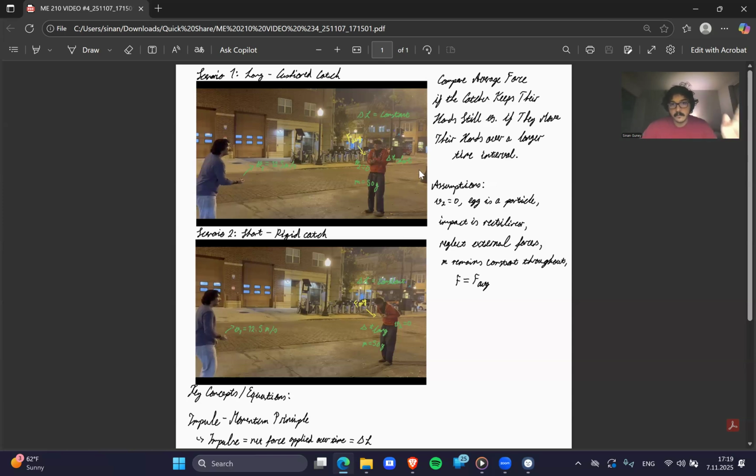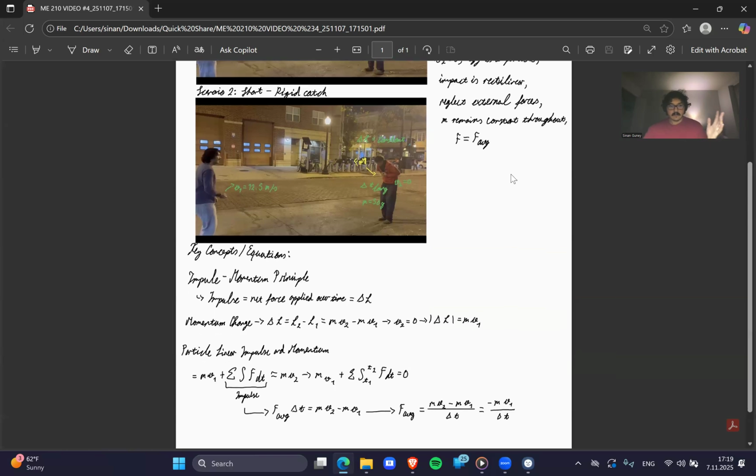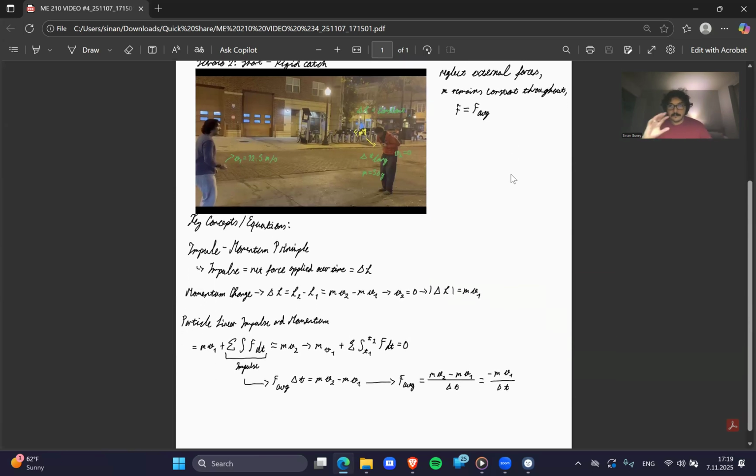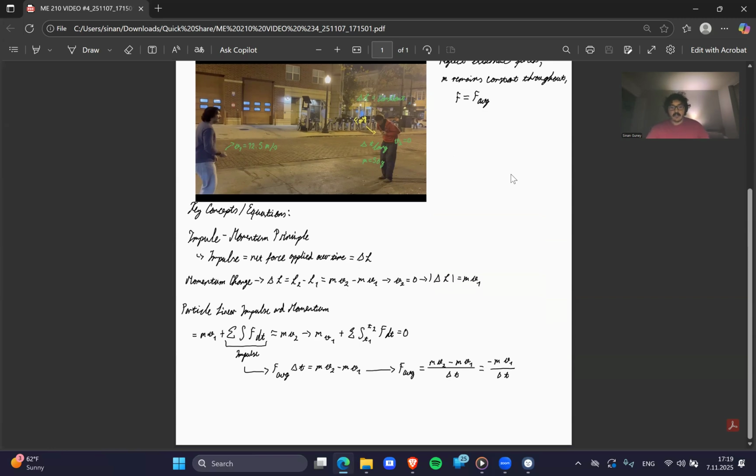Now, some of the assumptions are, as I mentioned, final velocity is zero, egg is a particle, the impact is rectilinear, we're neglecting external forces, the mass remains constant throughout the process, and the force is equal to the average force. Now, the key concepts and equations for this problem are the impulse and momentum principle. Like I said, impulse is the net force applied over time, which equals our change in momentum.